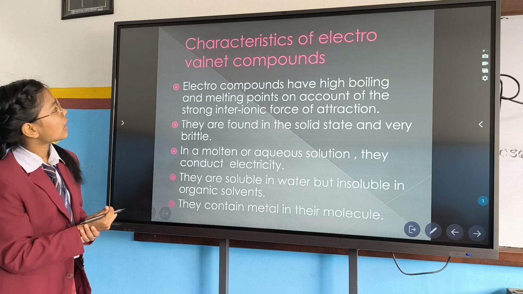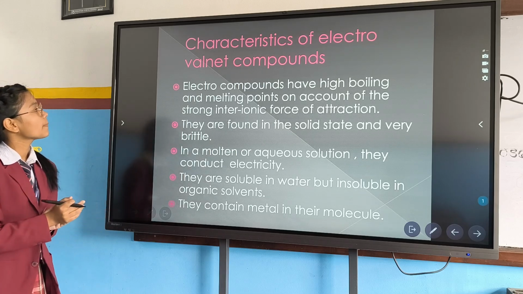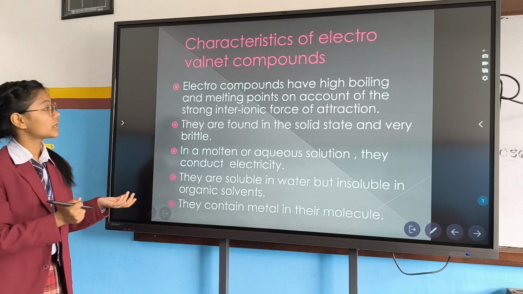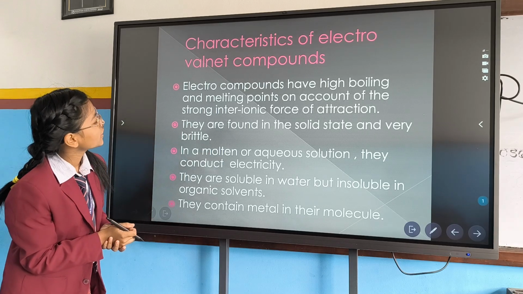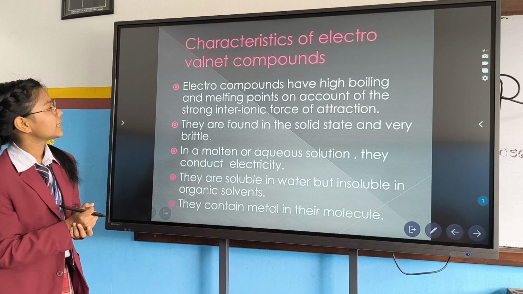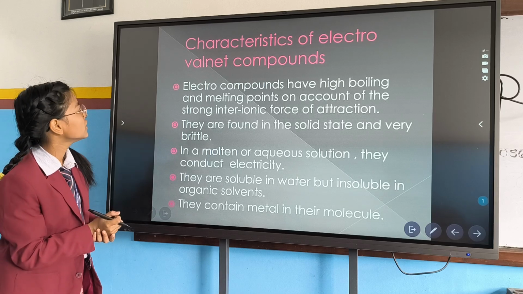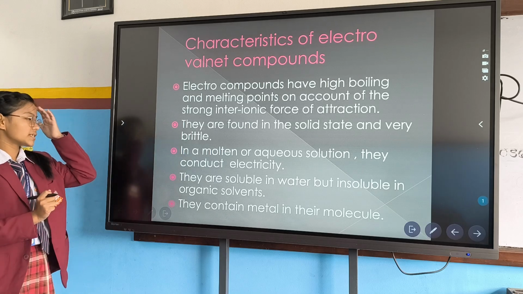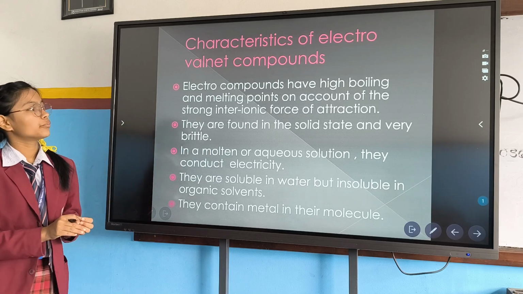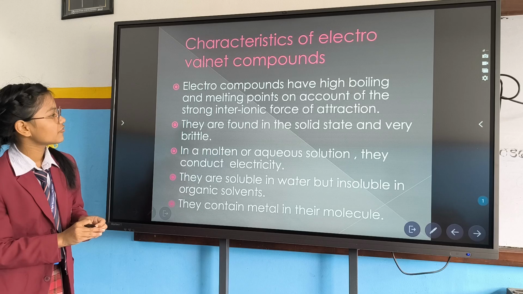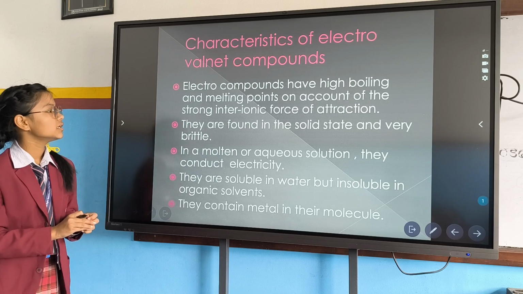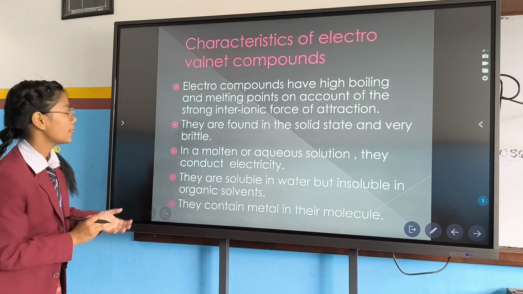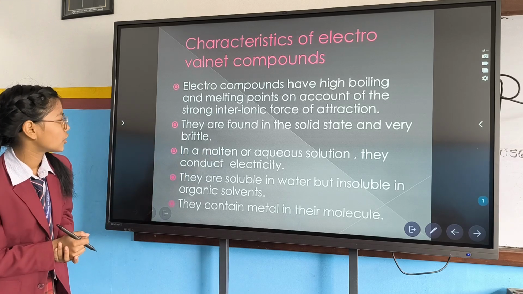And next, this is the last portion of my slide, and this is all about characteristics of electrovalent compounds. Electrovalent compounds have high boiling and melting points on account of the strong inter-ionic force of attraction. And the second point is they are found in the solid state and are very brittle. They are found in solid state, not in gas or liquid state. And in molten or aqueous solution, they conduct electricity.